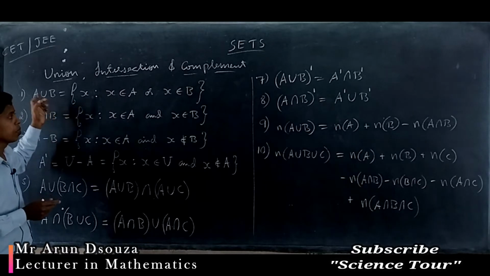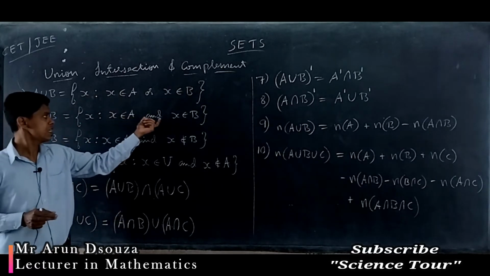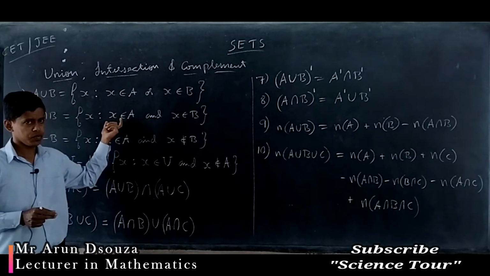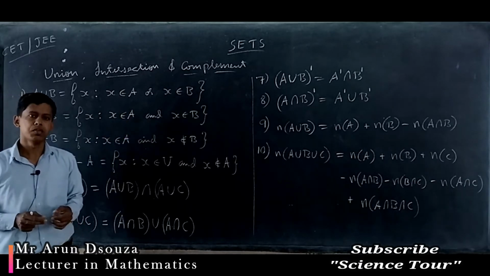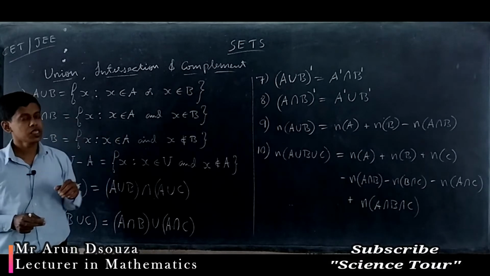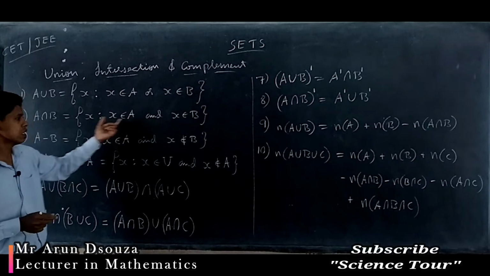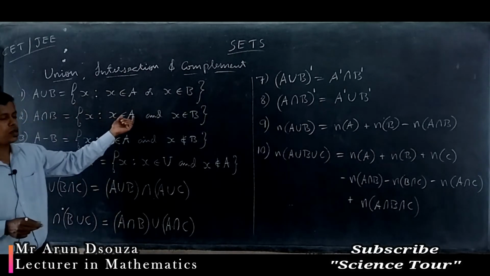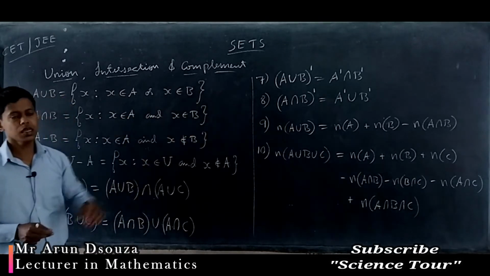Now what about intersection? Intersection means it should be in both. X must be in the set A and that must be in B as well. So if you have 1, 2, 3 and 2, 3, 4, which are the elements common? 2 and 3. So 2 and 3 must be there in the intersection. So intersection will include the elements common to both A and B.